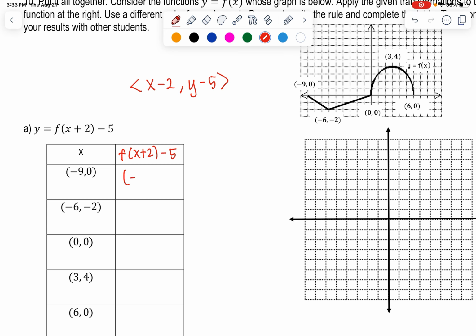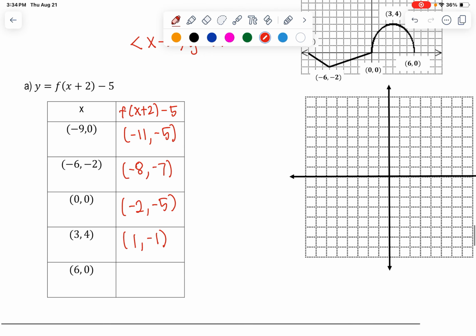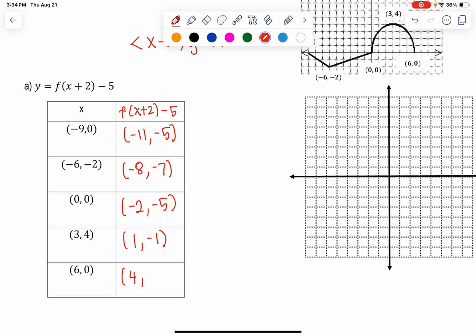I'm gonna subtract 2 from 9, which is -11. I'm gonna subtract 5 from 0, which is -5. I'm gonna subtract 2 from -6, which is -8. I'm gonna subtract 5 from -2, which is -7, so on and so forth. So I have -2, -5, 1, -1. And the last one is 4. Right, subtract 2, subtract 5, 4, -5. And now you can graph the new function.